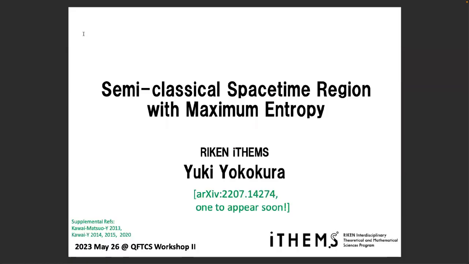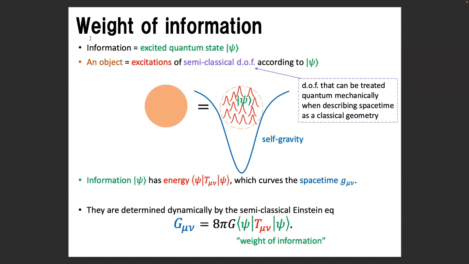Of course, the information has excitation energy, as an energy-momentum tensor, right? And this excitation energy, of course, curves space-time, satisfying the semi-classical Einstein equation. In this sense, the self-gravity of the excitation is represented in this way. So intuitively, you can say this term corresponds to the weight of information. This is a key word in my talk.